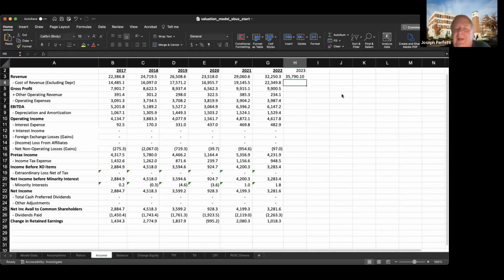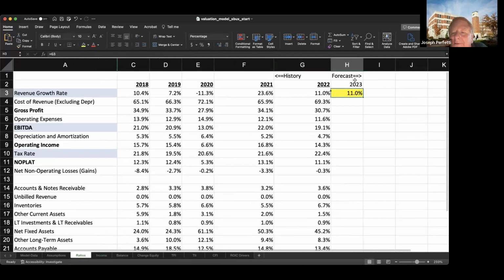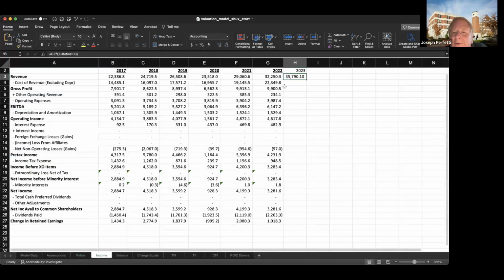So here's the point. If Starbucks were to grow by another 11% in 2023, their revenue would grow to 35,790.1 million. Now, since everything else is formatted to 1 decimal place, I'm going to highlight down to here and make that 1 decimal place just to be consistent.